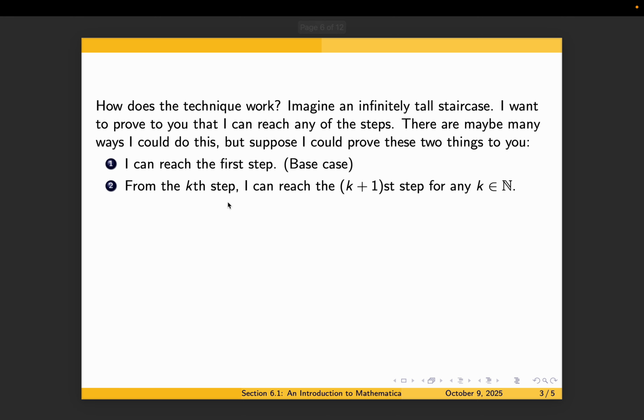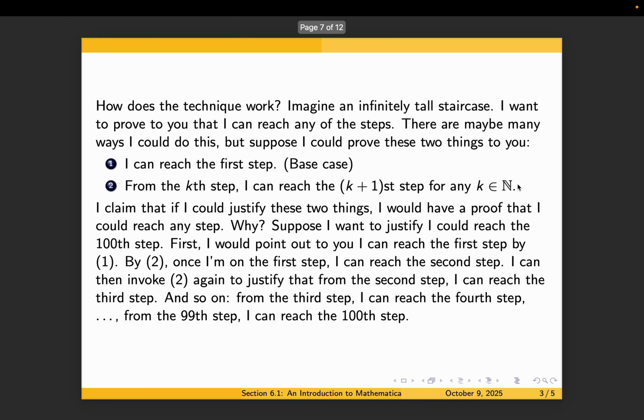And then suppose I could prove this to you, that if I were on the kth step, I am able to reach the k plus first step. Suppose I could prove 2 to you for any positive integer. Then I claim to you that I have now provided a proof that I could reach any step that I want. And why? Well, basically, 1 and 2 combined here set off a chain reaction.